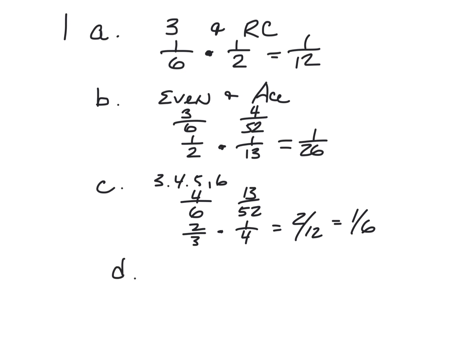And then D, they roll the 5 and then the jack of diamonds. So 5 is 1 out of 6. Jack of diamonds, there's only one jack of diamonds. So 1 out of 52. I'm going to multiply those. It'd be 1 over 312.